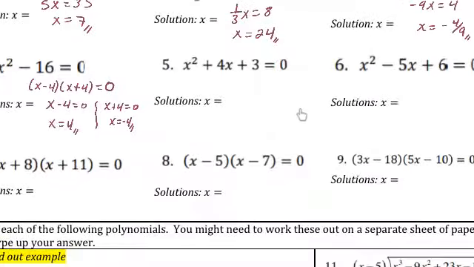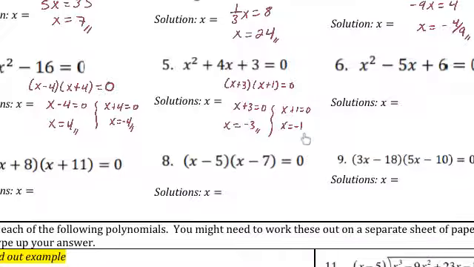For number 5, you factor this using either the box or the diamond method. Either way, you end up with a set of parentheses as x plus 3, x plus 1. Then you go ahead and solve each separate one equal to 0, and you end up with x equal to negative 3 as one solution on this side, and then x equal to negative 1 as one solution over here on this side.